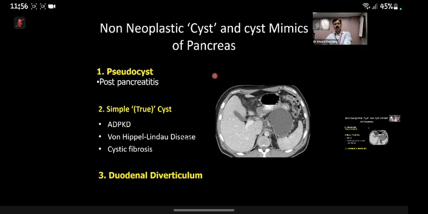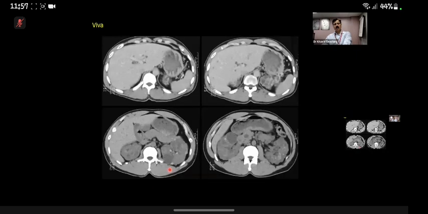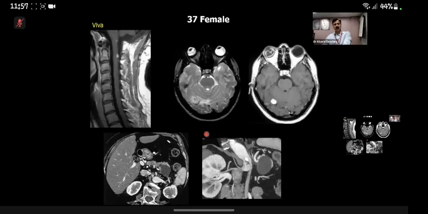Also, there is a concept of true cyst in the pancreas. Some people think that this concept is not actually correct, but others feel that there can be true cysts, for example in von Hippel-Lindau disease or autosomal dominant adult polycystic kidney disease. And a pitfall is duodenal diverticulum. This is a case of autosomal dominant polycystic kidney disease, and with that, there can be cysts in the liver as well as the pancreas.